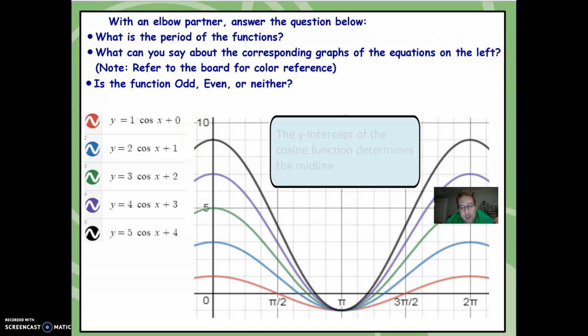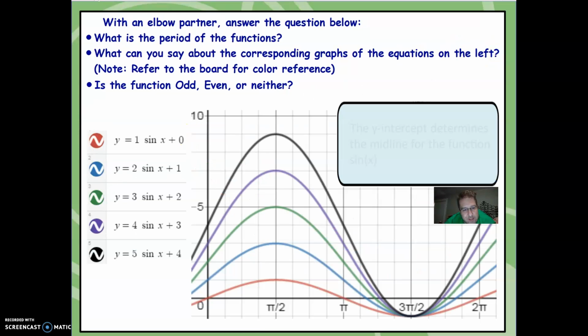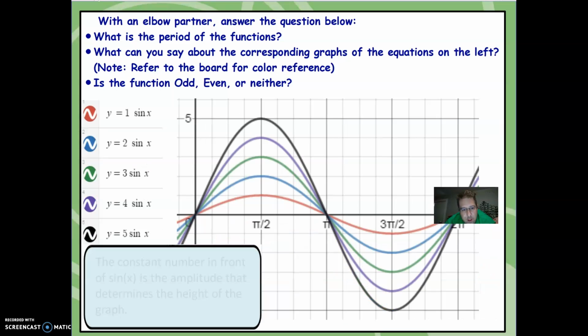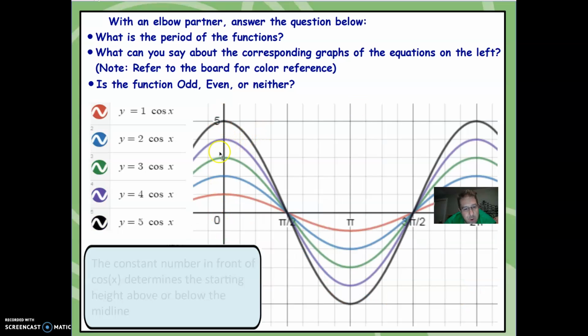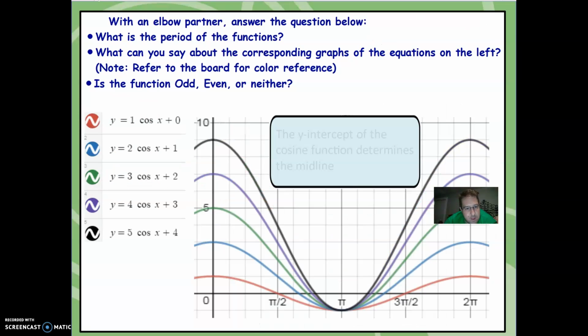We're talking about odds and evens. When you have a sine function, like these, this is going to be a perfect reflection over the origin, which means that this is an odd function, whereas an even function would be like a cosine function. So cosine functions are perfect reflections over the y-axis. Those are even functions. Okay, so I think I already talked about that one.